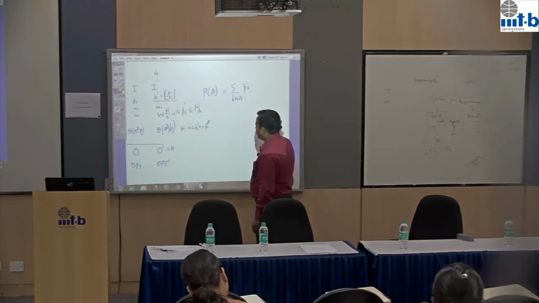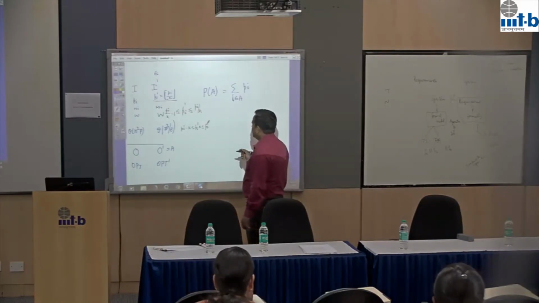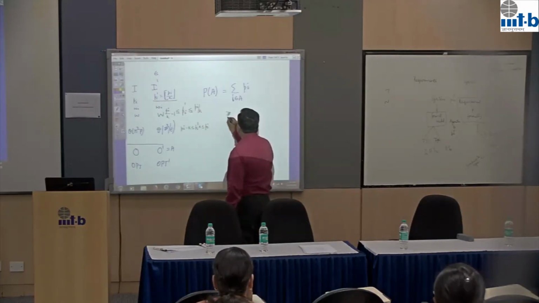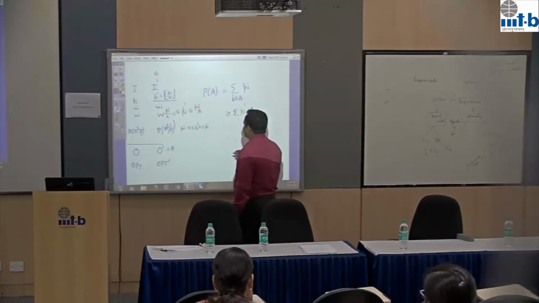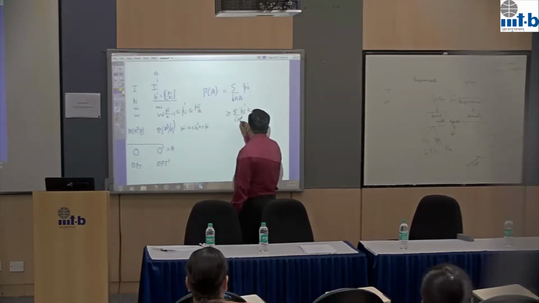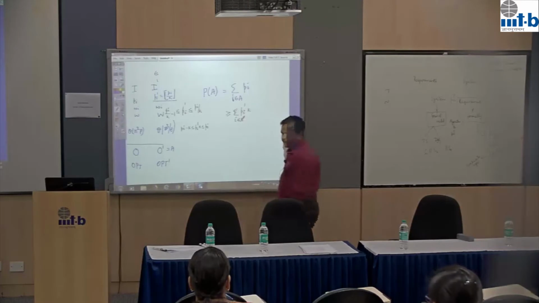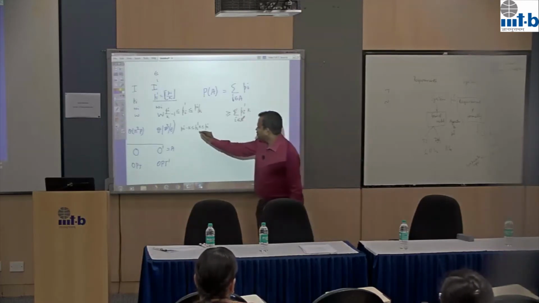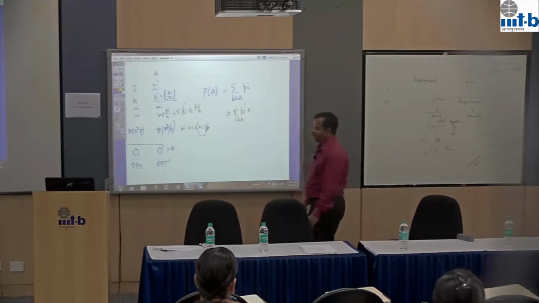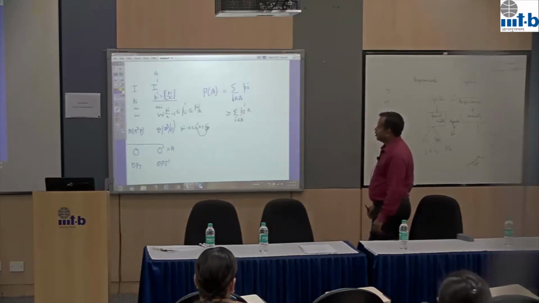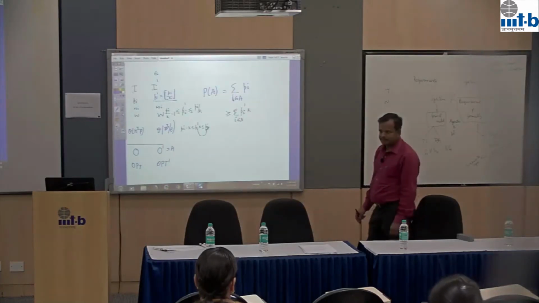So I have P of i here. So this is greater than or equal to K times the summation of P of i dash, where i belongs to A. How did I get this equation? You have to just look at this part. P of i is greater than or equal to P of i dash into K.